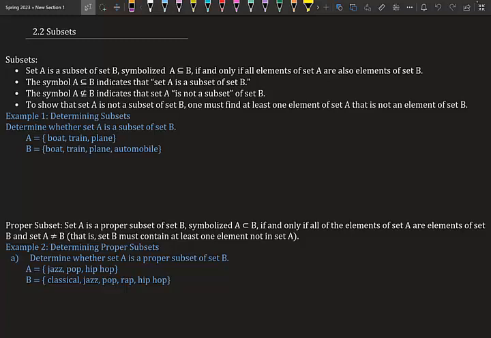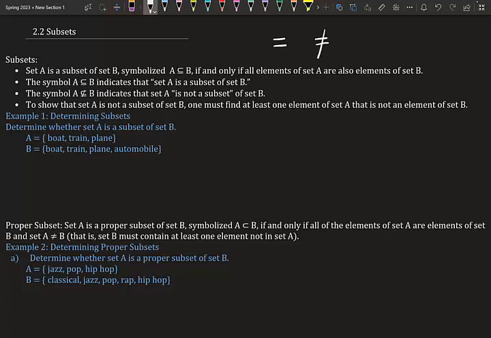2.2 Subsets. Set A is a subset of set B, symbolized A ⊆ B, if and only if all elements of set A are also elements of set B. The symbol indicates a subset. If you have a line through it, it's not a subset. So anytime we put a little line through something, we're saying it's not this. Like if I want to say not equal, we put a little line through it.